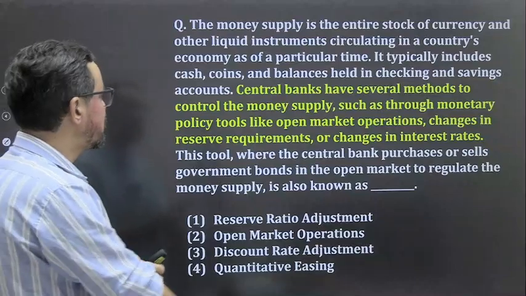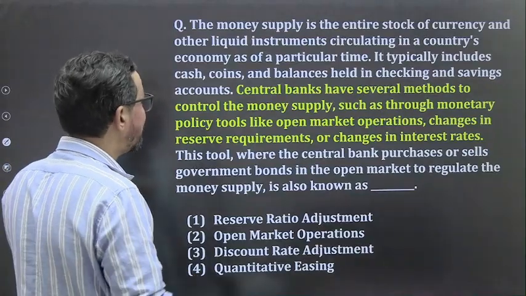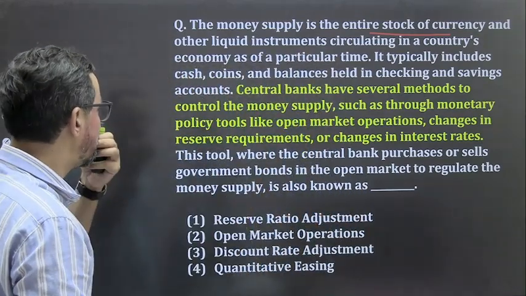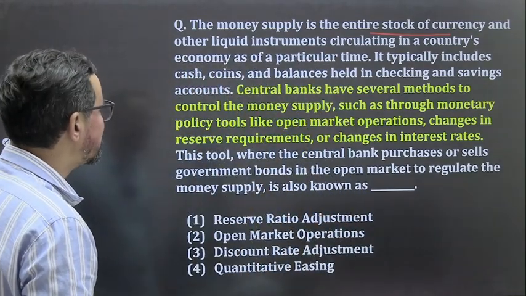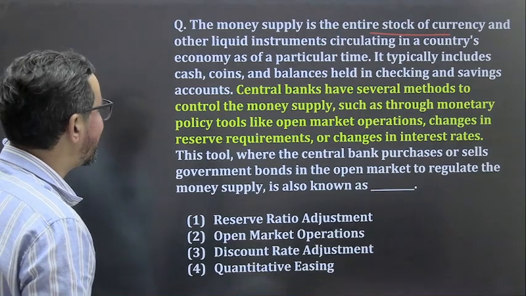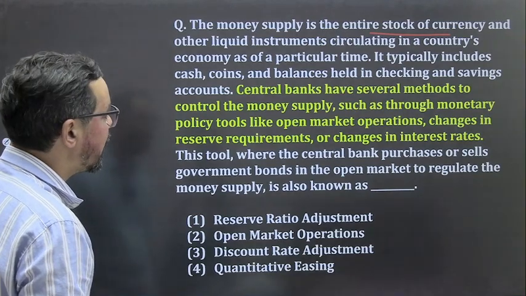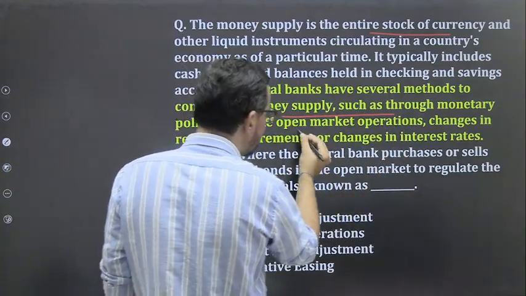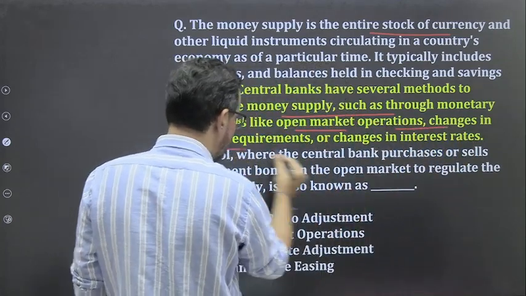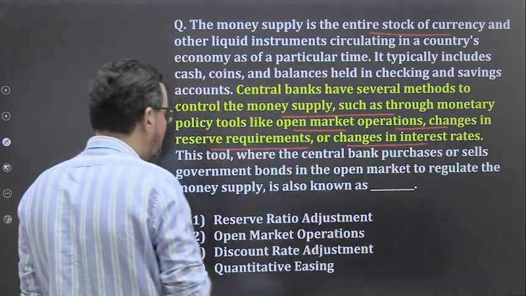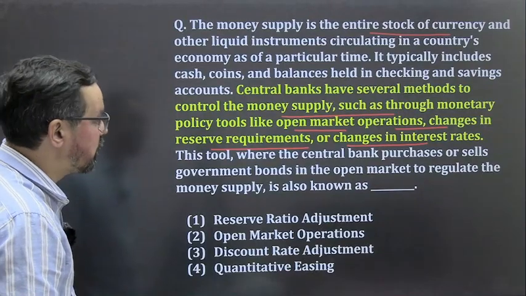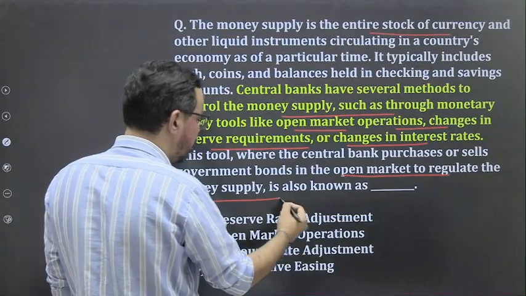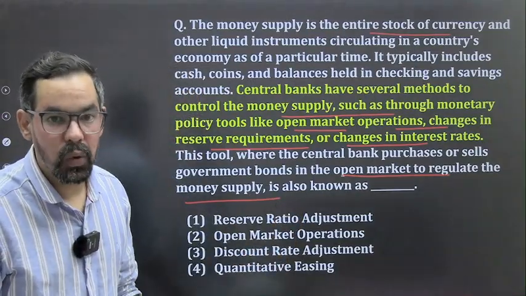Okay, so next question is the money supply is the entire stock of currency and other liquid instruments circulating in the country's economy at a particular time. It typically includes cash, coins, this. Central bank uses methods to control money supply, such as monetary policy tools: open market operations, changes in reserve requirement, changes in interest rate. This is the tool where the central bank purchases or sells government bonds in the open market to regulate money supply. So it is known as OMO, ओपन मार्केट ऑपरेशन.